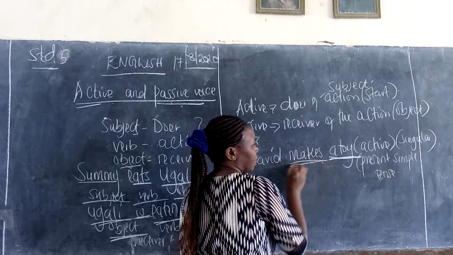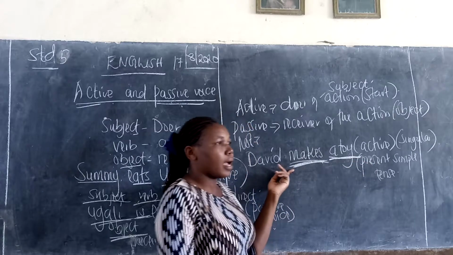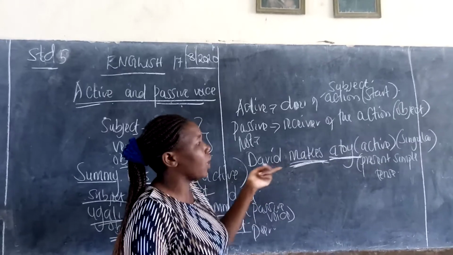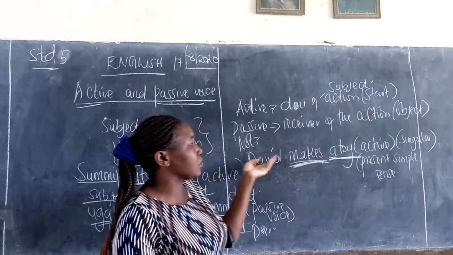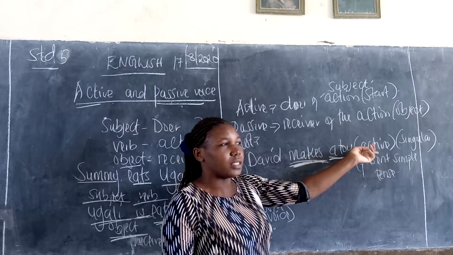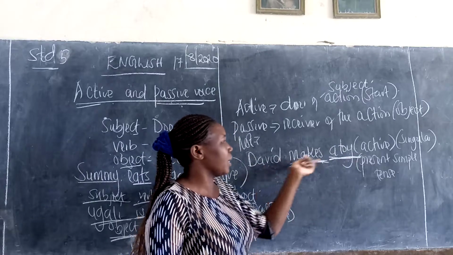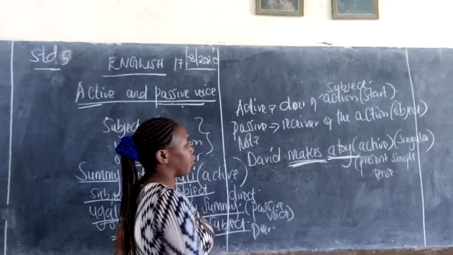David makes. Present simple tense. Then when we change this sentence, we want to change our sentence into passive voice. This sentence is in active voice, where this is the doer. David makes a toy. This is active. We want to change our sentence into passive voice.